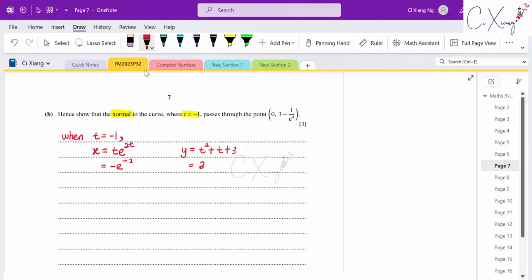Besides the point or the coordinates for x and y that the normal or the tangent passes through, I also need to know the gradient of the tangent when t equals negative 1. So dy/dx, our equation just now, is e^(-2t). If I substitute negative 1 into the equation here, I'm having e^2. Please take note that this is basically the gradient of the tangent.